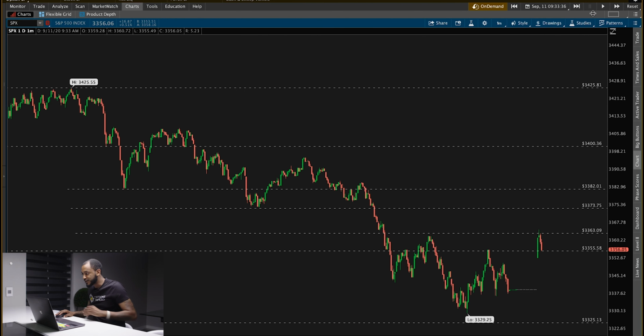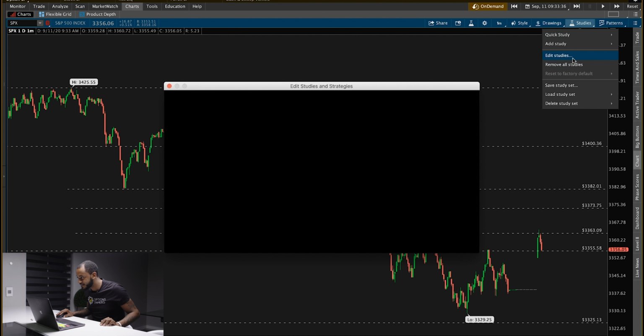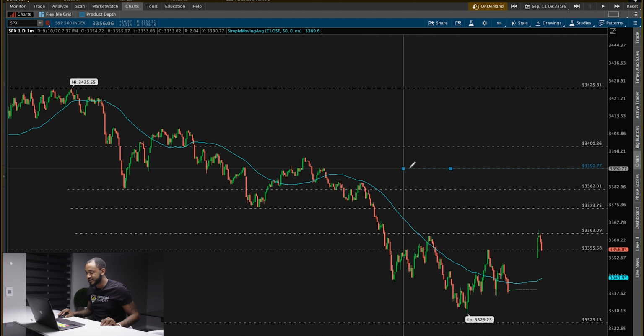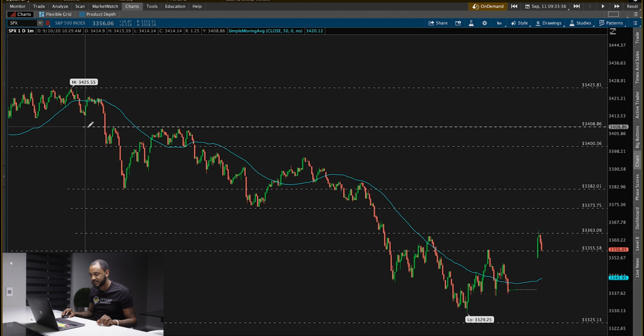Tip number 2, plot your 50-day moving average on your 1-day, 1-minute chart when you're intraday trading. So we're gonna plot that real quick. 50-day moving average on our 1-day, 1-minute chart. And what you'll notice is that the SPX has a beautiful relationship to the 50-day moving average.